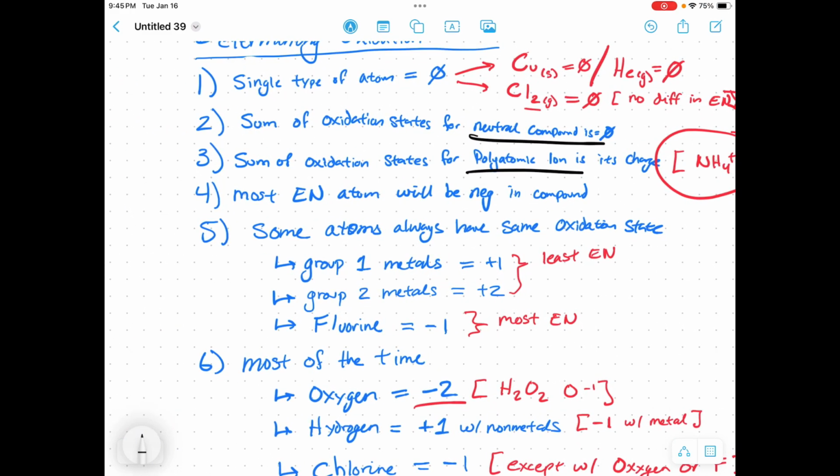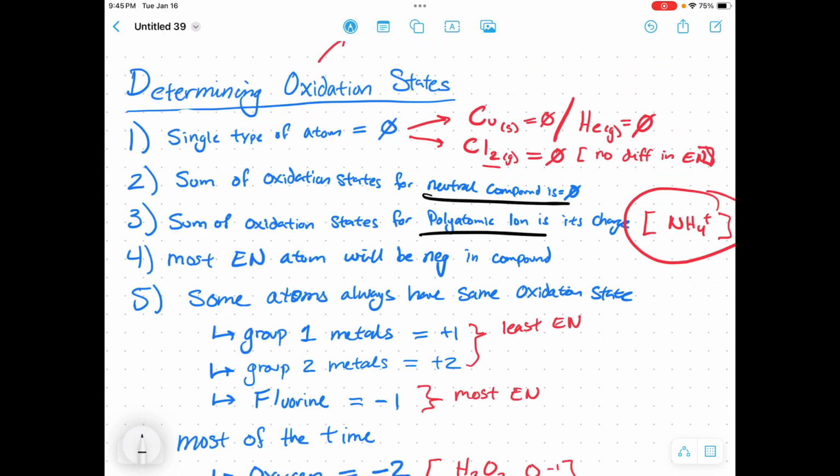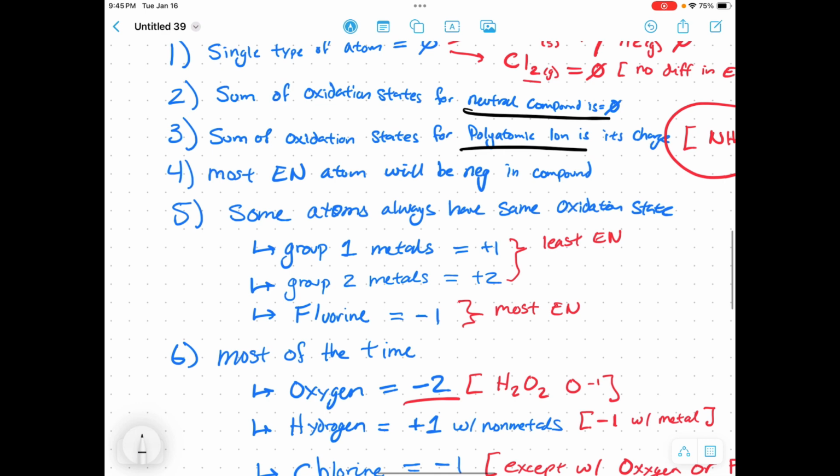So quick recap: single types of atoms always have neutral charge. When you sum up the oxidation states, it's always going to have the original charge of that compound. Neutral compounds mean the sum will be 0. Polyatomic ions mean it's going to match that charge. Most electronegative atom is always going to be the negative in the compound. So when we try to figure out oxidation numbers, that's where we're going to start. We look at the most electronegative atom.